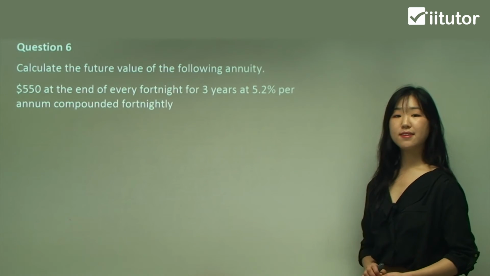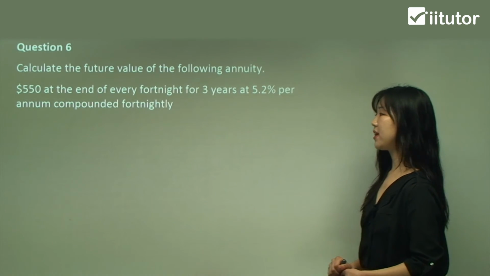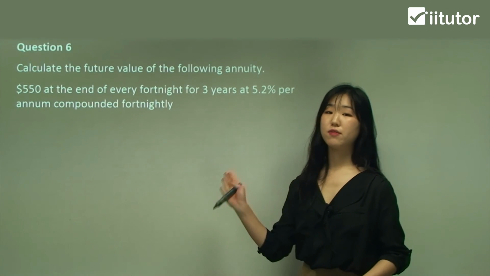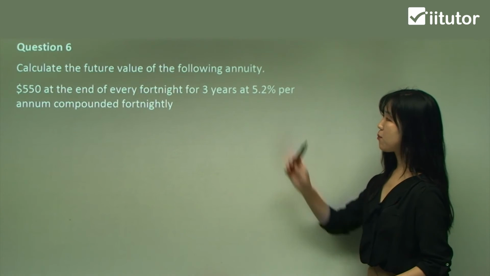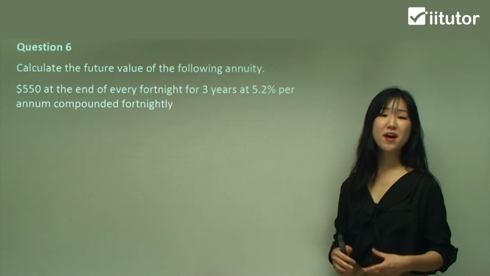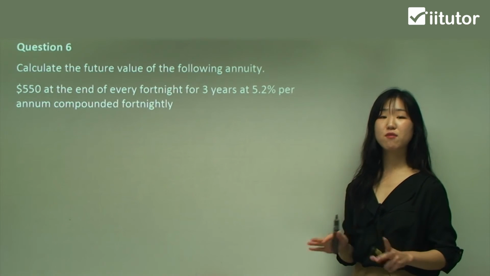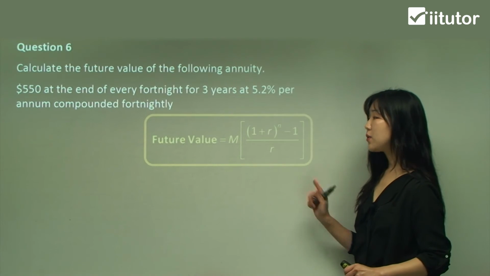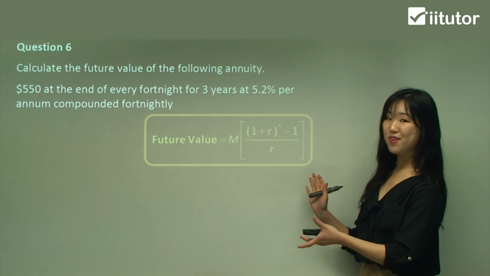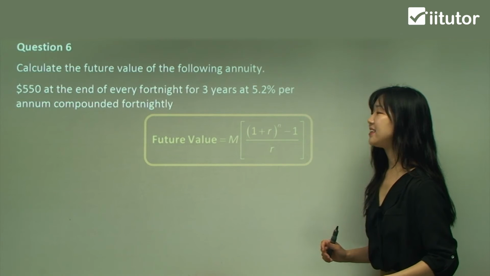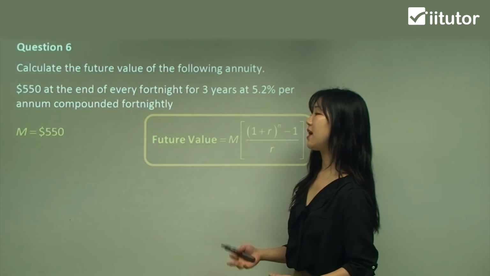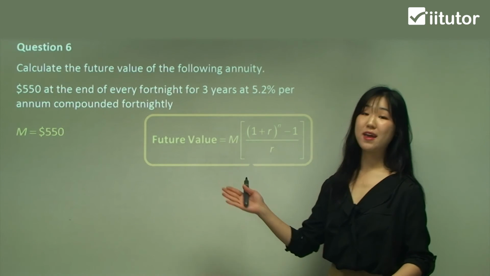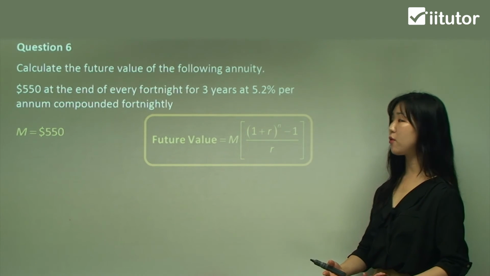So question 6, it says calculate the future value of the following annuity. This time it's $550 at the end of every fortnight. For 3 years, 5.2% per annum, it's compounded fortnightly. So we're going to convert everything to fortnights, don't we? So again, we want the future value. So this is our formula that we're going to be using. And our M, our regular payment, will be simply our $550 because that's what's paid every fortnight, isn't it? And that's already in fortnights.